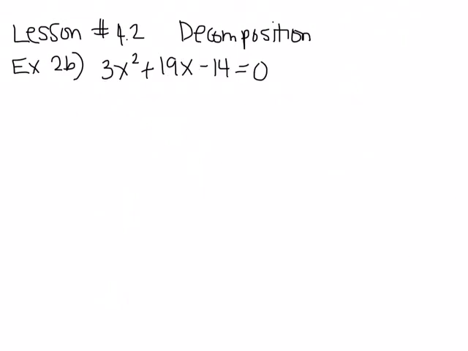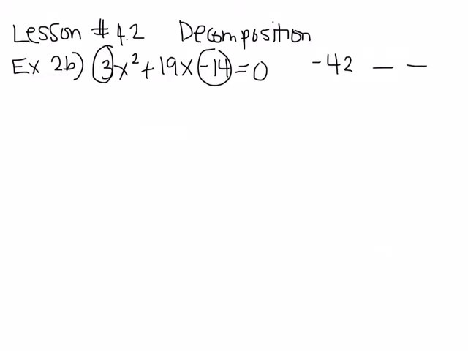So in lesson number 4.2, I'm going to use a method called decomposition. So this is example 2b. We're going to start with 3x squared plus 19x minus 14, and that's going to equal 0. The first thing you want to do is always multiply your a and your c value. If I multiply them, I get negative 42.